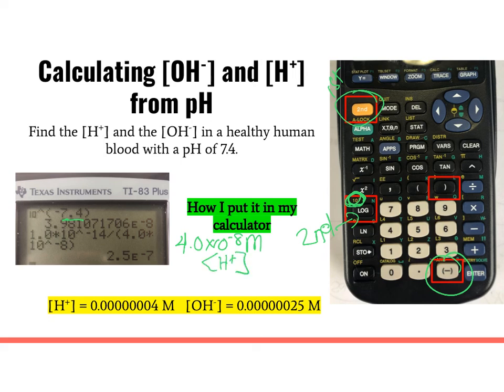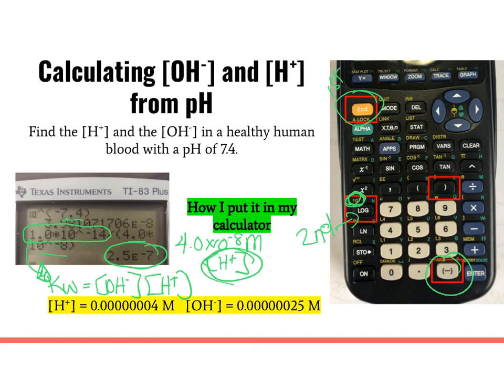The next part was I used that KW equation, which is OH minus times H plus. So this value right here, that is KW. We know that one is a constant value. And then I just divided by my H plus value, and I ended up with this, 2.5 times 10 to the negative 7th. E, remember, means times 10 to the negative.